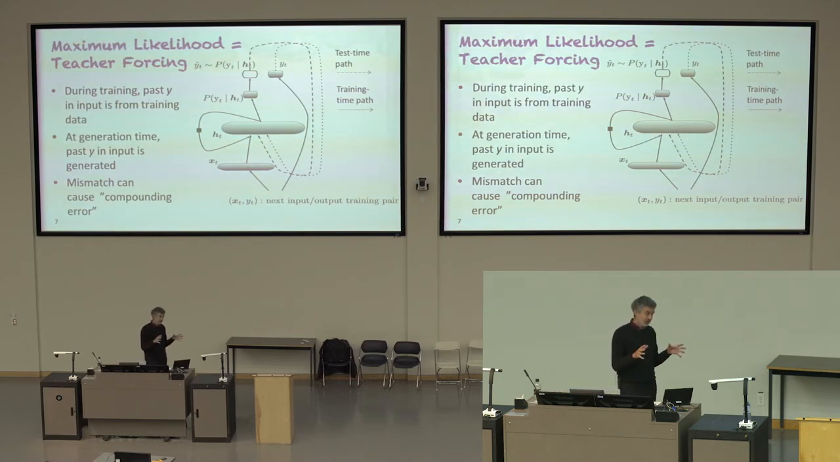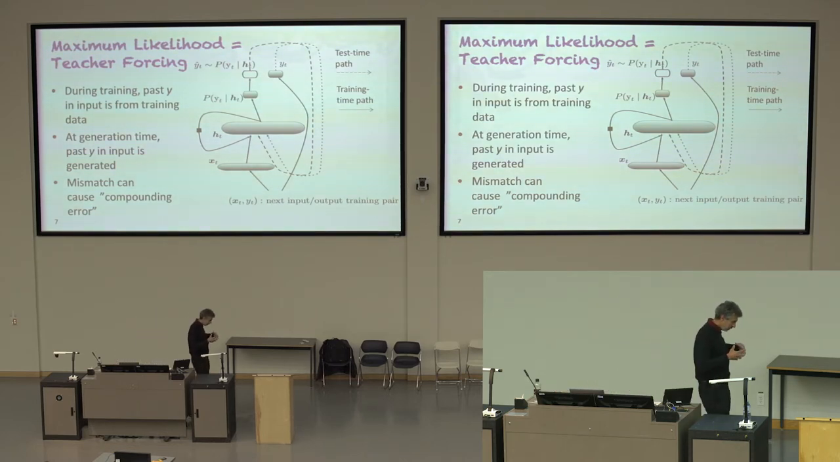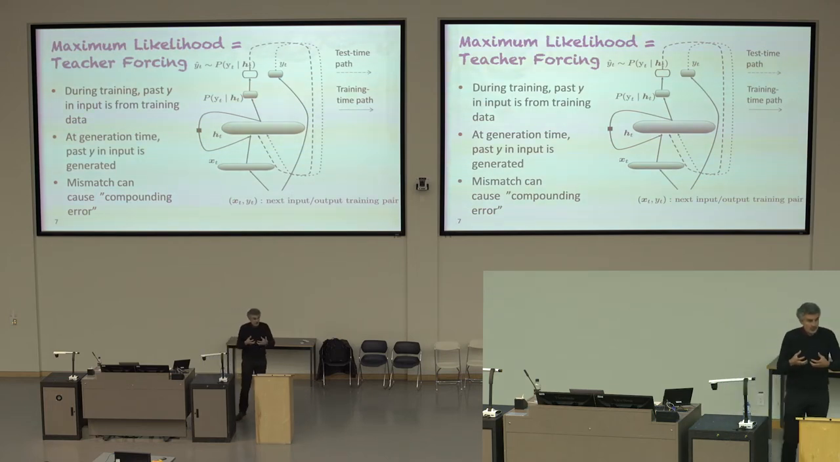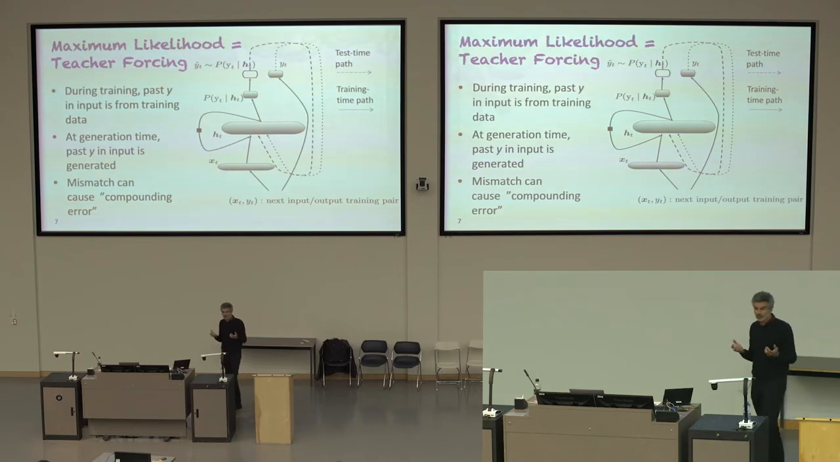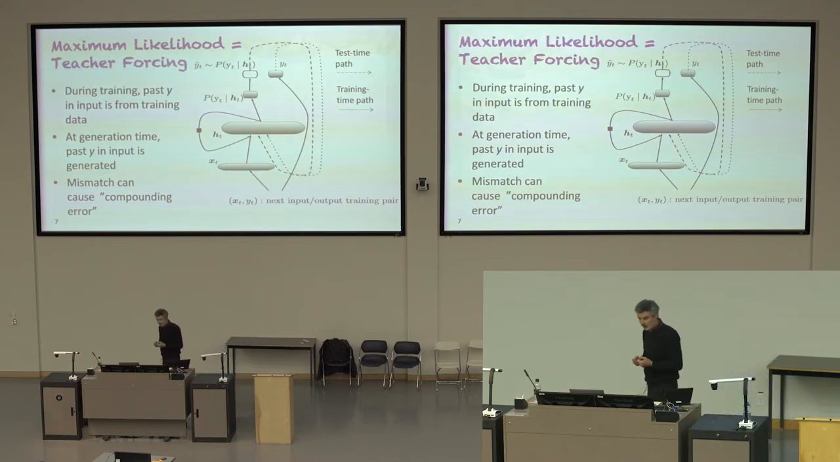In general, in machine learning, you'd like the kind of computation that you do during training to be of the same form as the kind of computation you do at test time. Otherwise, it might not do what you expect. So why is it not matched here?